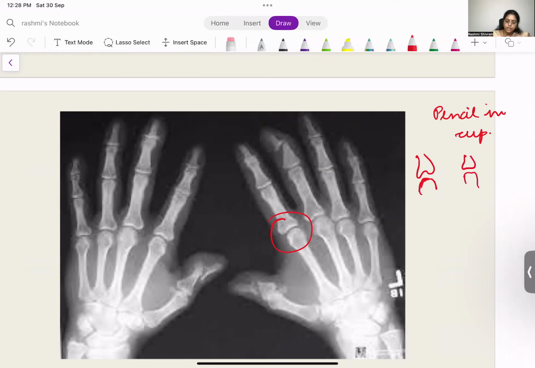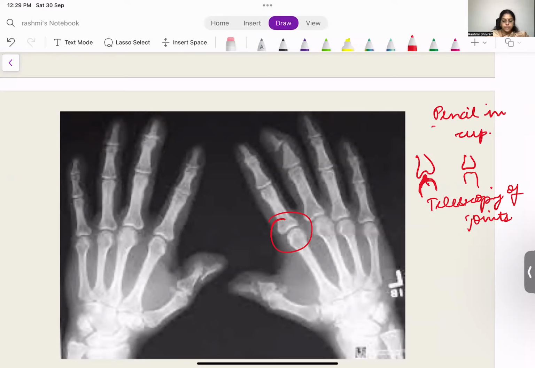They will just approximate, right? In psoriatic arthritis patients, it looks as if this is going into this. This is called telescoping of joints. The lower joint is actually trying to fit into that. Okay, so this is called telescoping of joints.